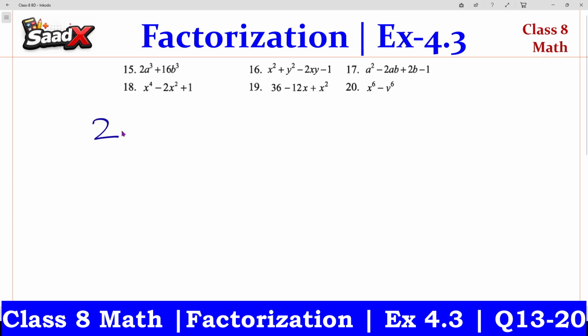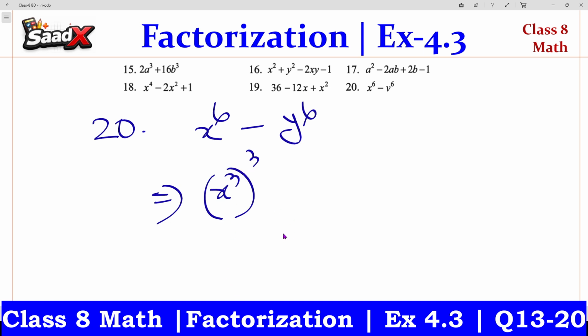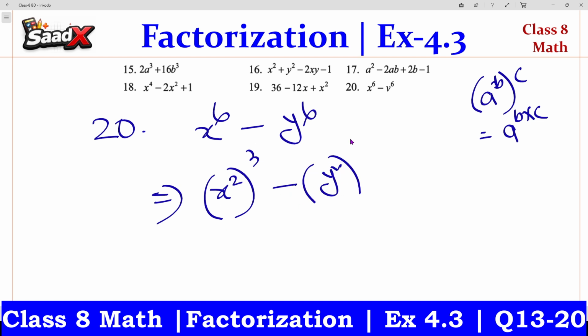Question 20. x to the power 6 minus y to the power 6. There are lots of ways we can solve this one, like x cube and then cube. What? It's a wrong thing. Look, a to the power b to the power c will be a to the power b times c. So if we multiply, it will become 9. But we have to make this one 6. So let's say we can write x square and then cube. Same thing, y square and then cube.